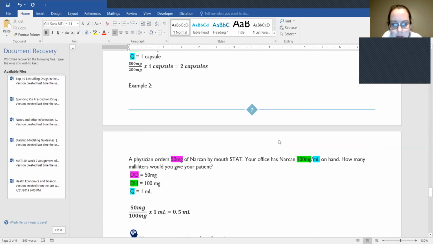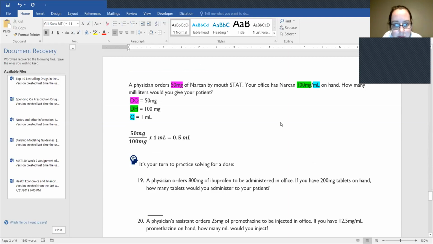If we're looking at a liquid drug, the difference here is only slight. 50 milligrams of Narcan by mouth. What you have is a liquid form on hand. It has 100 milligrams in every milliliter. 100 milligrams per milliliter means 100 milligrams is DH, and Q, or V, is 1 milliliter. So we substitute that back into the same equation.